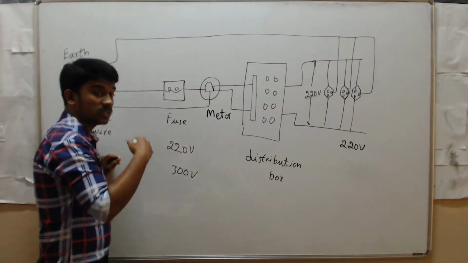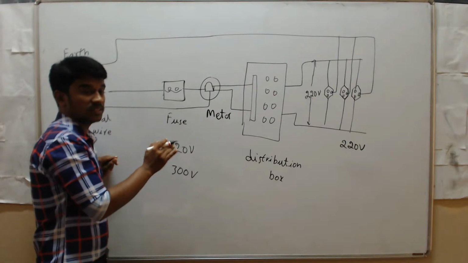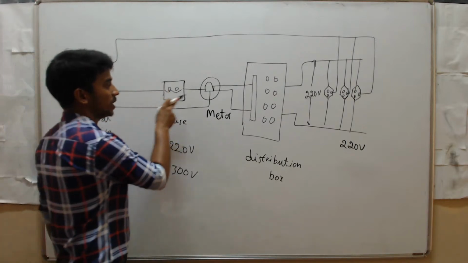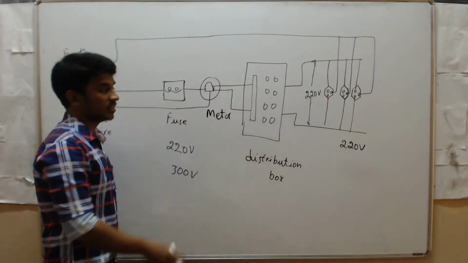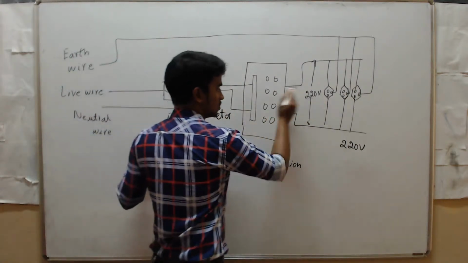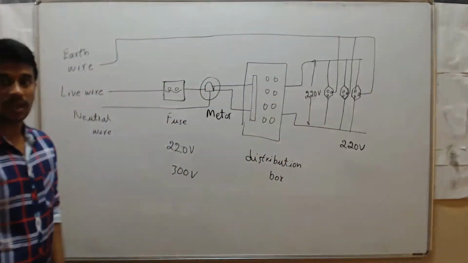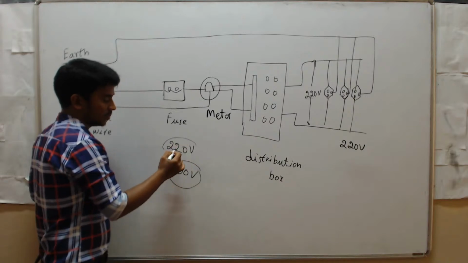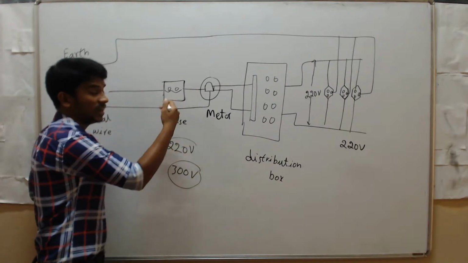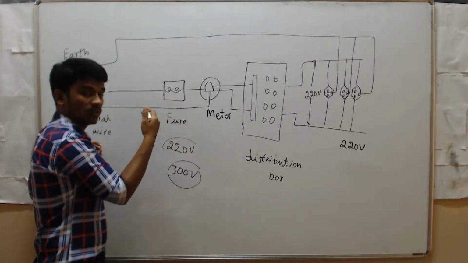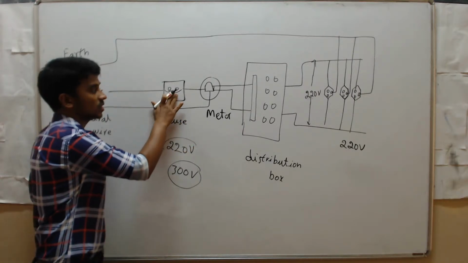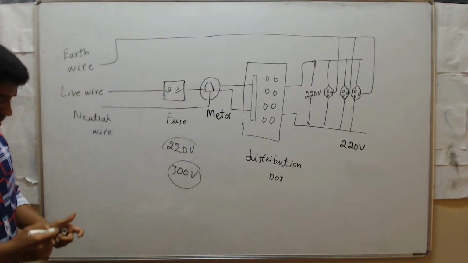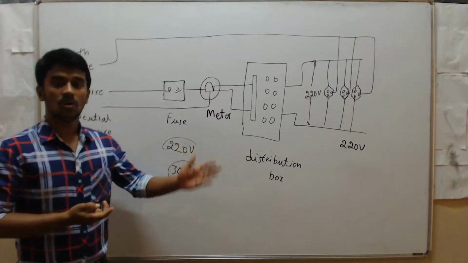So that wire melts and breaks the circuit, then there is no power supply to your home. Why? Because if the voltage is excess, if the voltage is greater than 220, then it melts due to the heat. Then the circuit is open. At that time there is no voltage or current to your home.